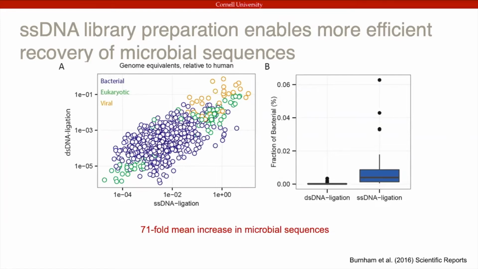So in these matched samples, we quantified the genome equivalence relative to the coverage of the human genome for bacterial, eukaryotic, and viral genomes. On the y-axis is the relative genome equivalence using this double-stranded DNA method, and on the x-axis is the single-stranded DNA library preparation method. And we find that we're getting a 71-fold mean increase in microbial sequences. We can also look specifically just at the bacterial fraction, which makes up around 89% of the species sampled, and we are finding a 74-fold increase in bacterial reads when we use the single-stranded DNA library preparation protocol.